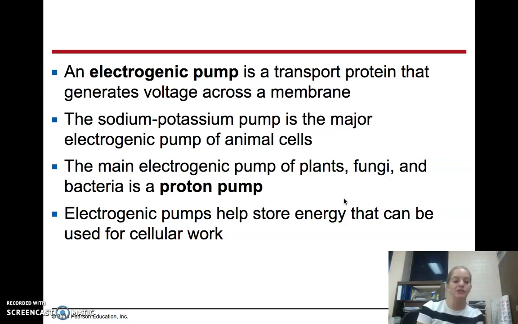In animal cells, the sodium-potassium pump is the major electrogenic pump of the animal cells. That's the most famous one, and that's the one you'll hear about the most. But in plants, fungi, and bacteria, they also have an ion pump, which is known as the proton pump. And the reason why these are so important is because they can help store energy that can be used for cellular work. With the membrane potential changing, it builds up a lot of energy, and then we can send an action potential to help that sodium-potassium pump work properly.